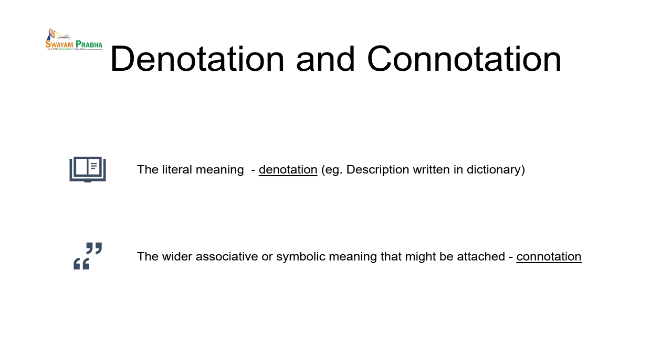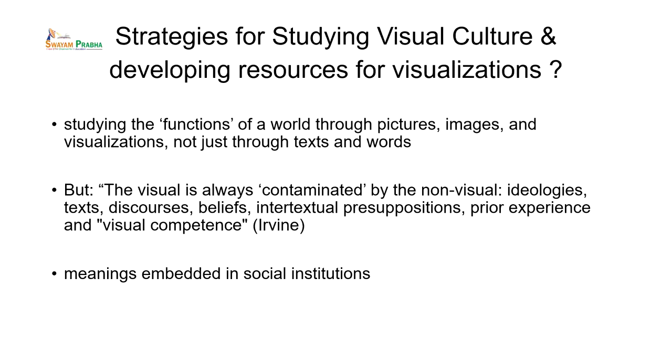And finally, just to wrap up in this context, how are we actually denoting and connoting the meanings that we attach to images? So you can go back to Stuart Hall's work and check what he is talking about, denotation and connotation, because that brings in symbolic meaning to the idea of the growth and birth of visual culture.